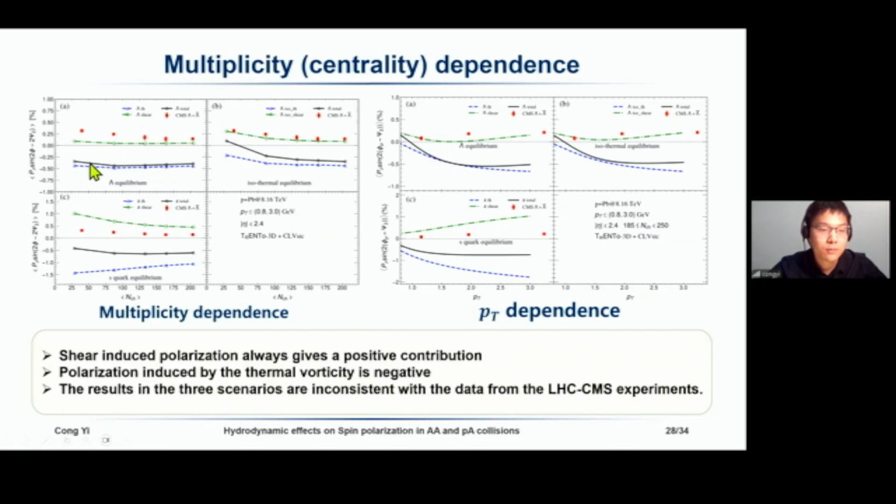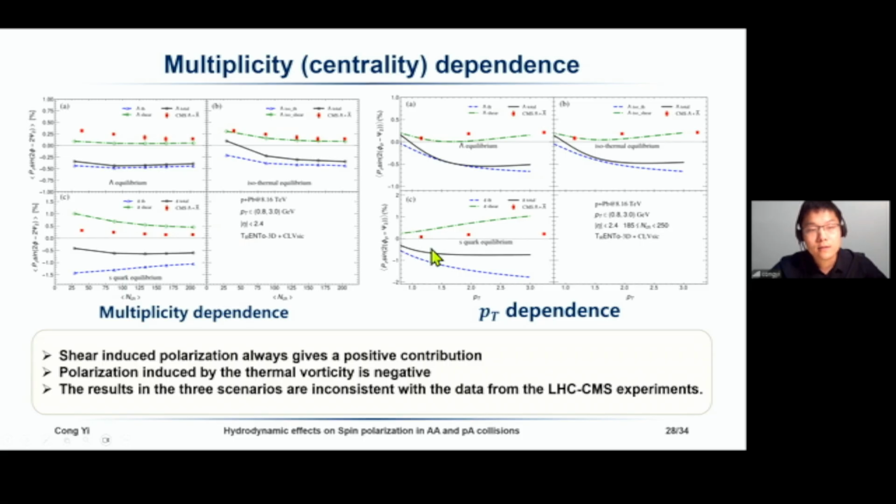The total P2Z is given by the black lines. We can find our numerical result cannot explain the experimental data under these 3 different scenarios. The red figure is the P2Z as a function of transverse momentum. Again, we can find our numerical results are inconsistent with the experimental data.